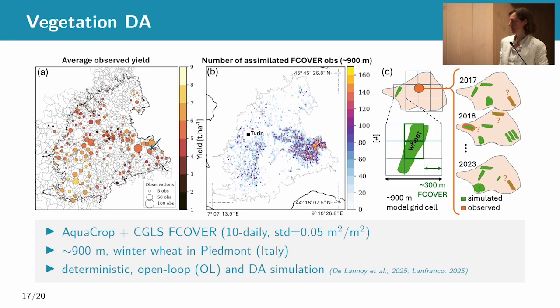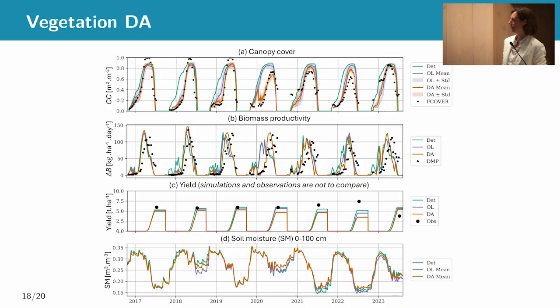So we'll run a deterministic run, an open loop ensemble run, and a data assimilation run. And this is for 1 pixel in the Tortona municipality right here. You see how canopy cover is moving, going up and down with a maximum of 1, because that's the canopy cover state variable. And the observations in black are the satellite observations. Every year, this curve represents different fields, because within this 1 kilometer pixel, the fields can shift. And so we're assimilating only the winter wheat data within that pixel.